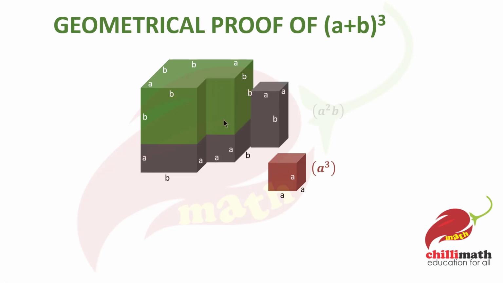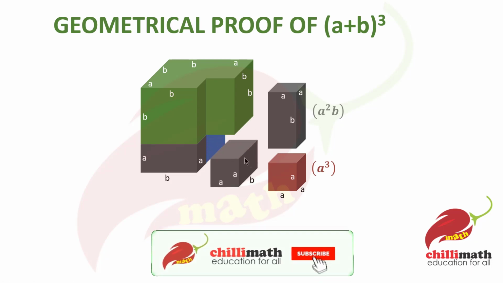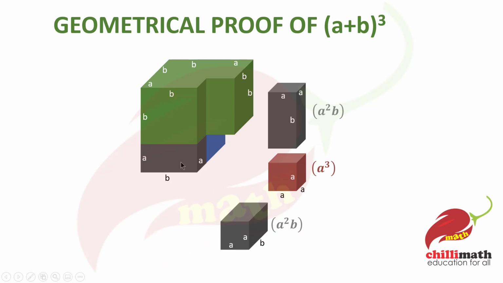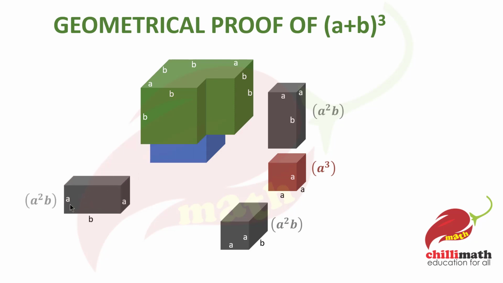Let's separate this. After this, we separate this region whose length is a, breadth is b and height is a. So its volume is a² into b. After this, let's separate this another gray portion whose length is b, breadth is a and its height is also a. So its volume is a²b.